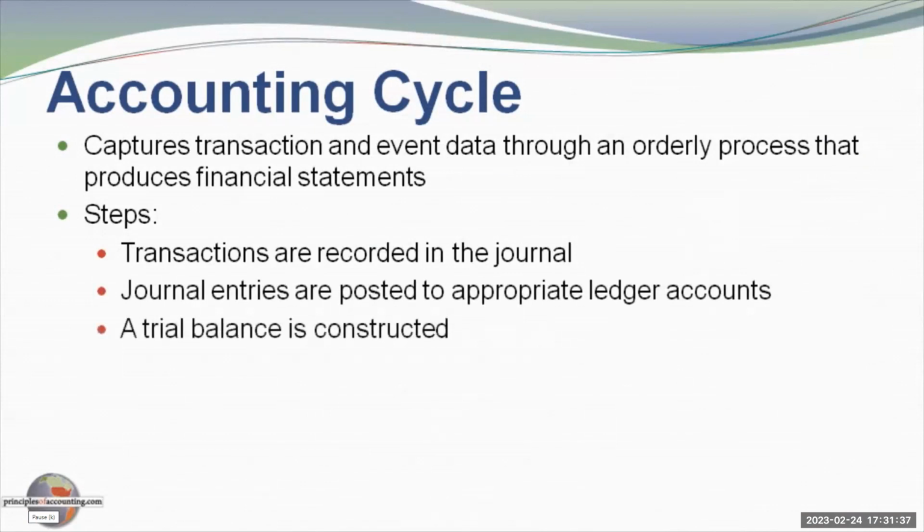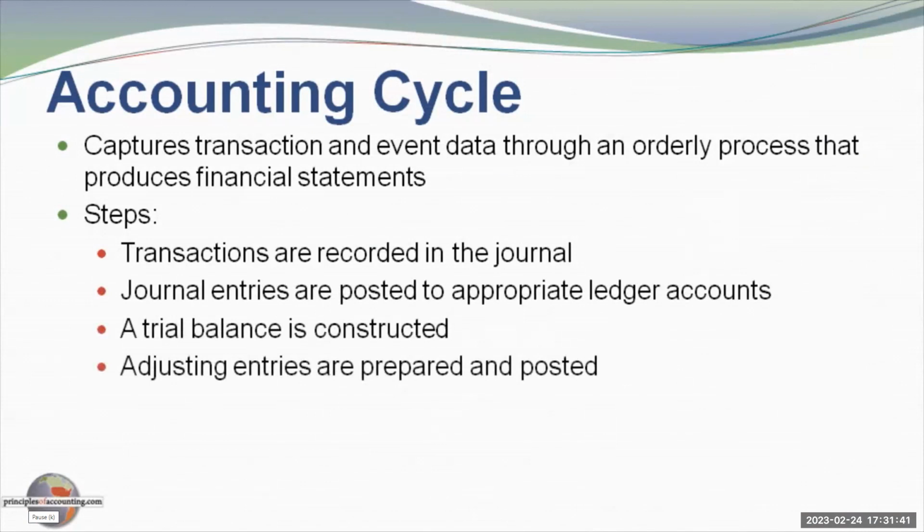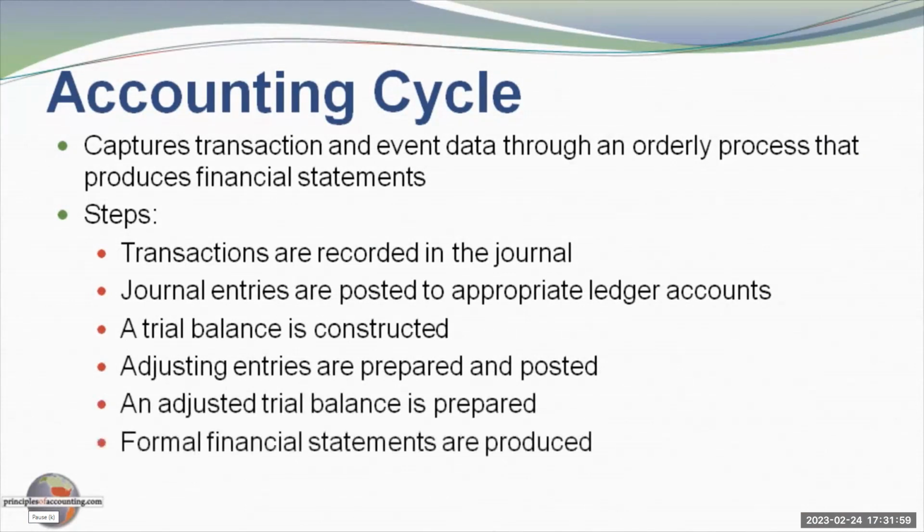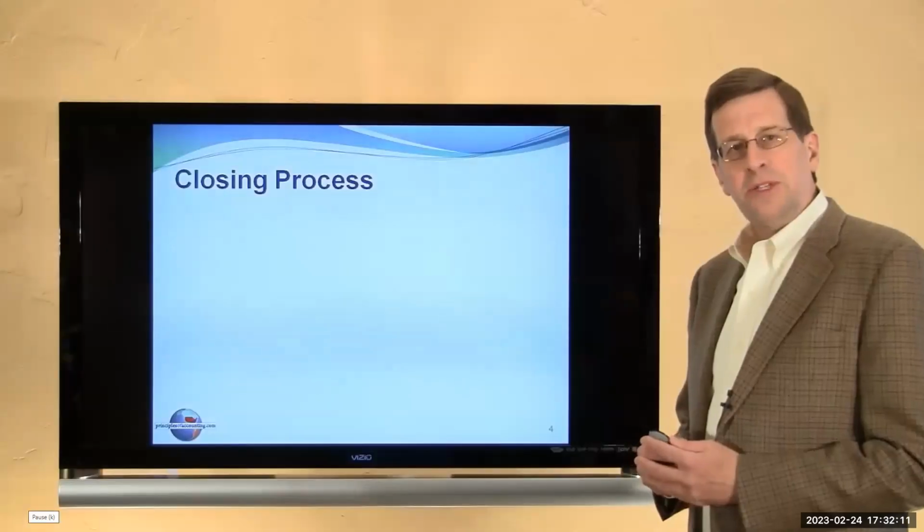From those ledger accounts, a trial balance can be constructed, and examining that trial balance may provide additional reason to consider the need for adjusting entries so that income is properly measured for the particular accounting period. Those adjusting entries would be prepared, recorded in the journal, and posted to the ledger. The ledger then provides a basis for preparing an adjusted trial balance from which financial statements may be prepared. Those financial statements may be prepared directly from the adjusted trial balance, or a worksheet might be used to facilitate the process, such as was illustrated in a previous module. Moving on to the closing process.